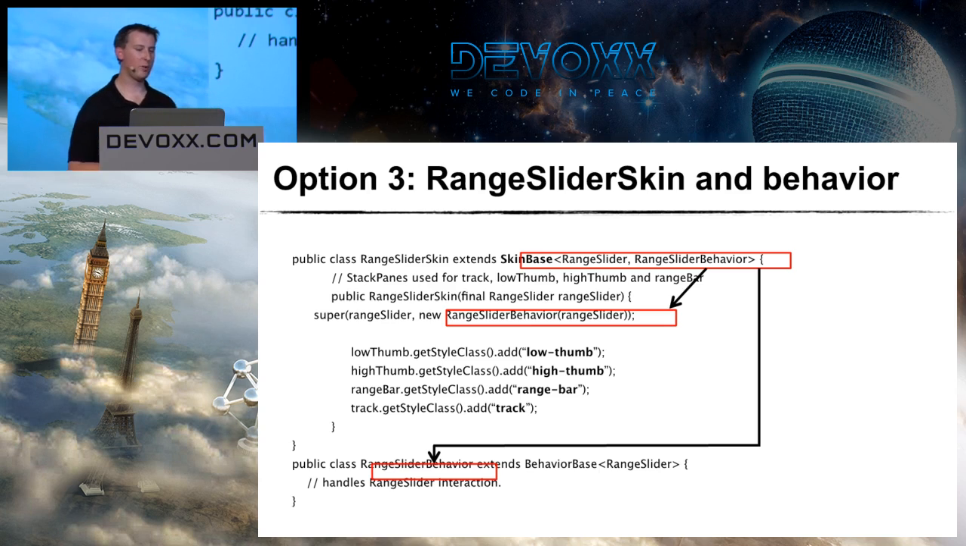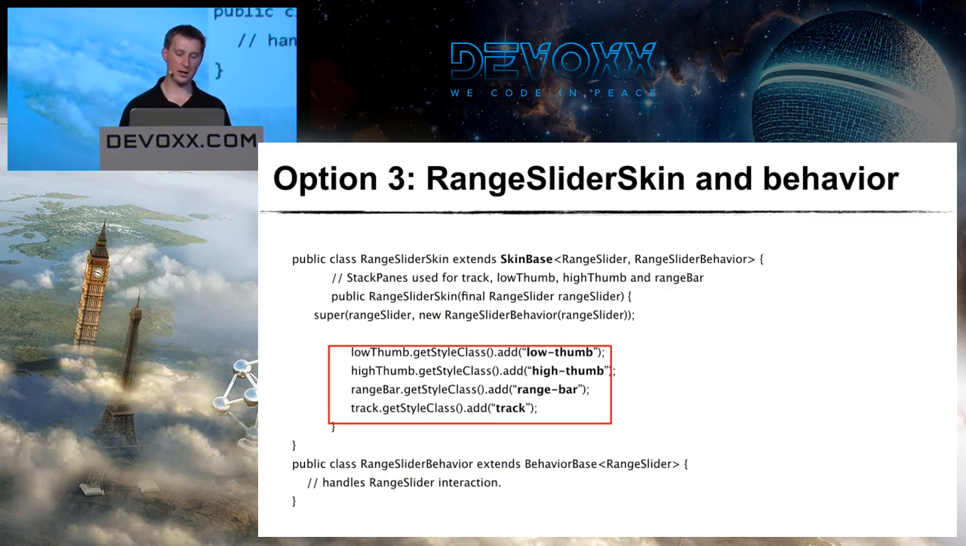But you can see here what we do at present inside our code is we create the SkinBase, and it has two generic types, one for the range slider and one for the range slider behavior. So you can see in the constructor we create a new range slider behavior, and that's handling all the user interactions, so the mouse and the keyboard. And you can see down the bottom there, we're just creating the range slider behavior class definition.